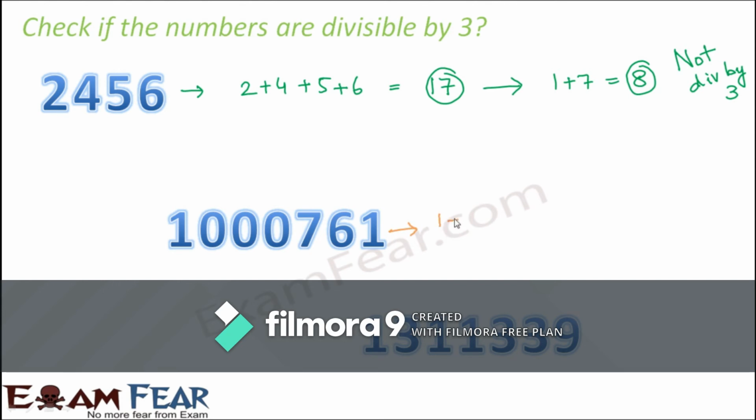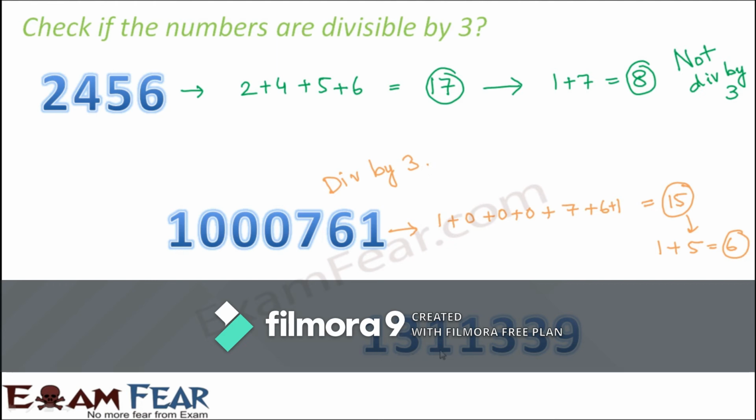So here in this number, when you perform the sum of the digits, it would be 1 plus 0 plus 0 plus 0 plus 7 plus 6 plus 1. So this is basically 1 plus 7, that is 8, plus 6, that is 14, plus 1, which is 15. Now is 15 divisible by 3? If you are not sure, again perform the sum. So 1 plus 5 is equal to 6. So 6 is divisible by 3. Therefore, this number is divisible by 3.